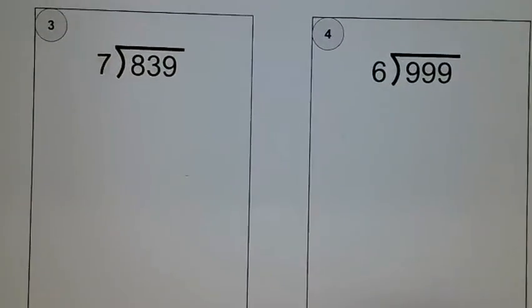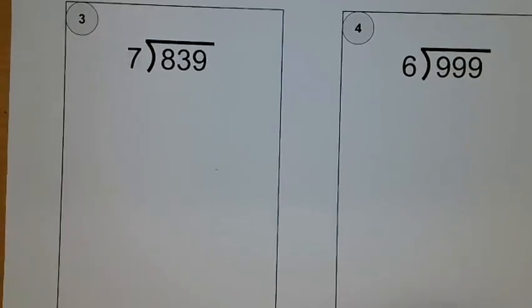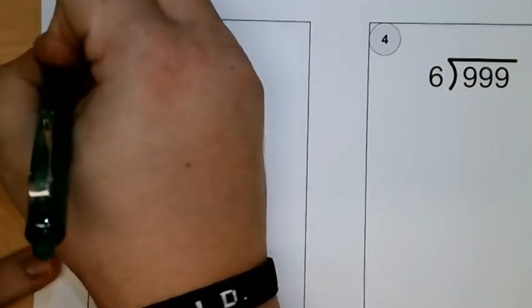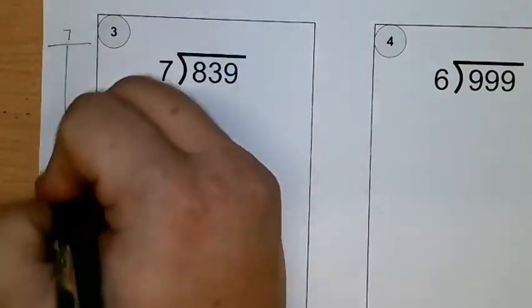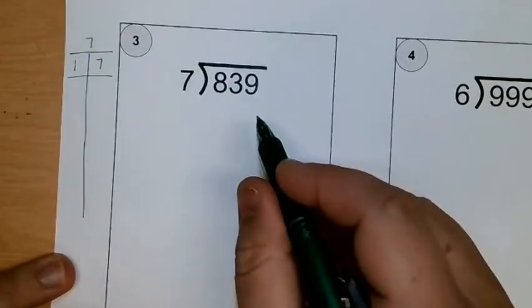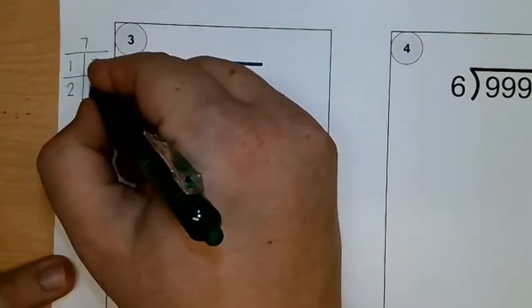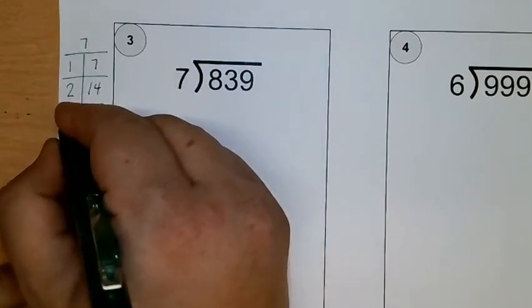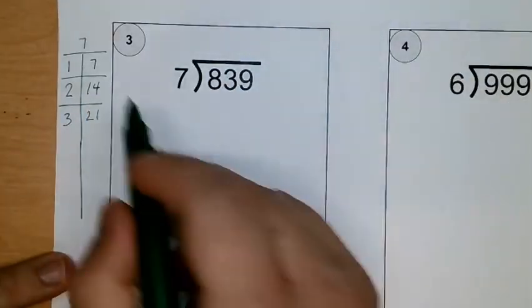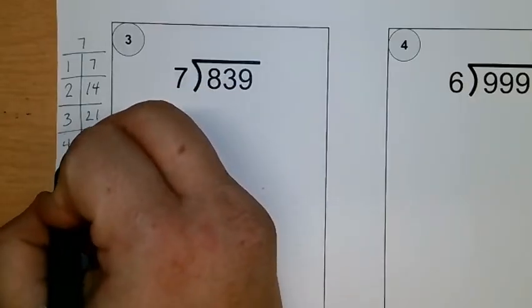All right, question number 3. And again, I've got a larger number here that I'm not super great with. So what I'm going to do is start off making my 7's multiplication table. 7 times 1 is 7. And then 7 times 2, if I add 7 plus 7, that's 14. 7 times 3 is 21. I'm just adding 7 more every single time in my little multiplication chart here.